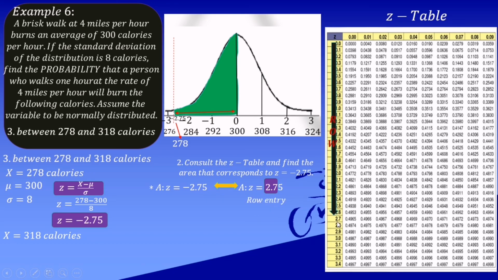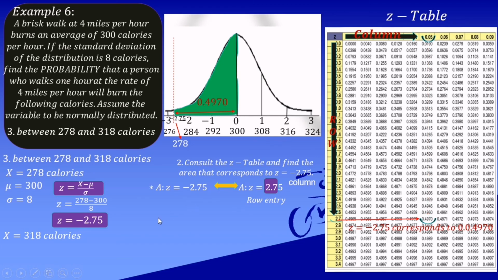So locate natin yun sa z table. Yan, 2.7. Then the last digit, that could be our column entry, 0.05. Then the intersection. Yan ang ating z is equal to 2.75 corresponds with 0.4970. So 0.4970, yan ang ating sukat from 0 to negative 2.75.